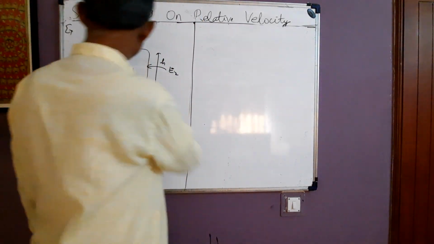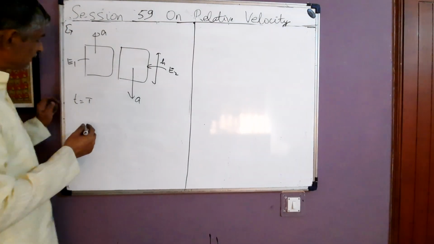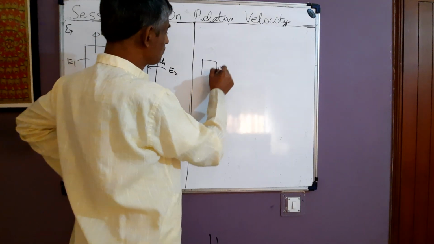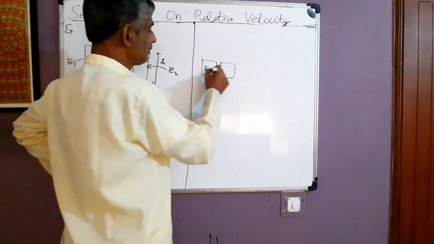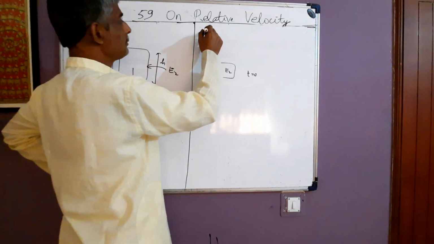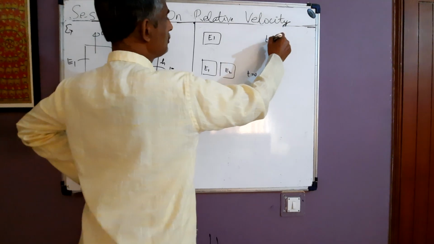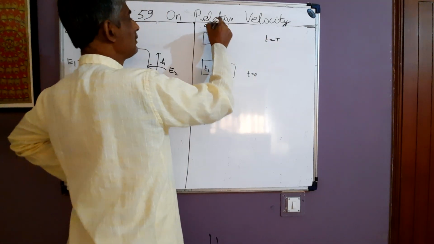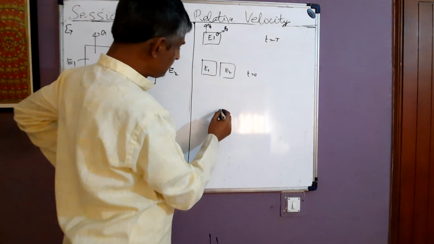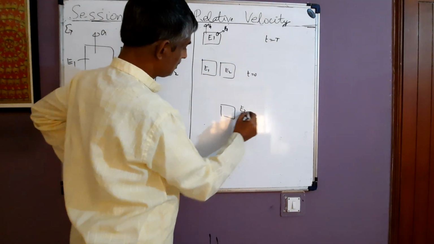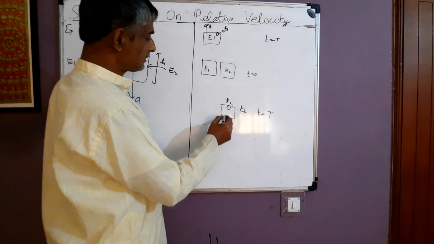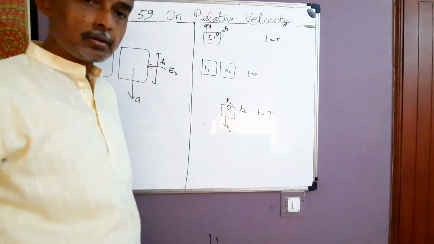This is the initial situation at t equal to capital T. I'll draw the diagram again for convenience. These are two elevators at time 0, E1 and E2. After capital T seconds, elevator E1 has come here and has an upward speed of say v1. Now bolt B1 begins to drop here. At t equal to capital T, E2 comes somewhere here and bolt B2 begins to drop from here. E2 has a downward speed of say v2.